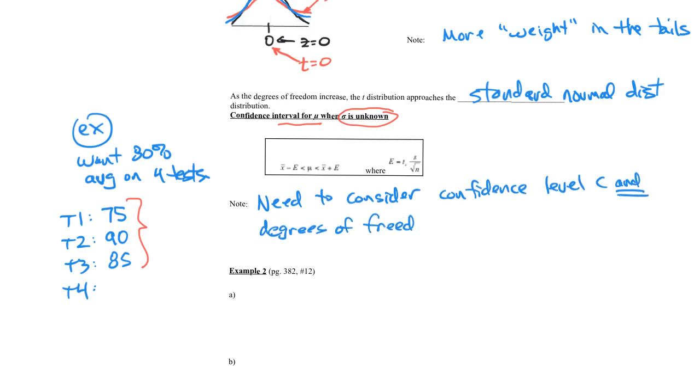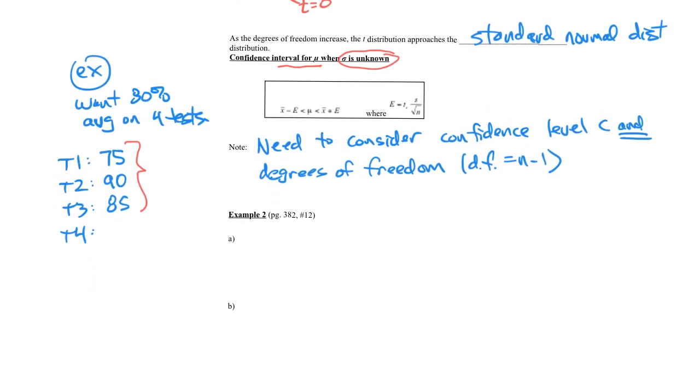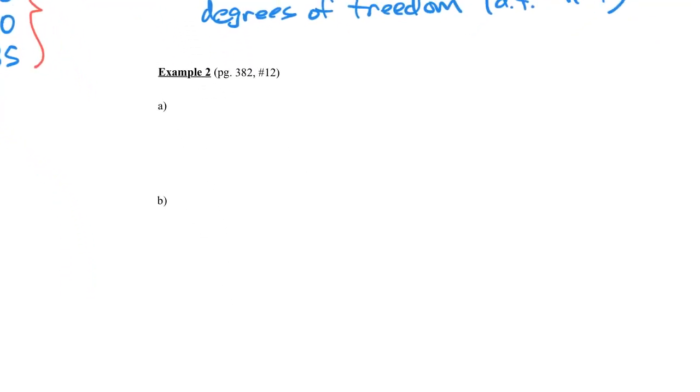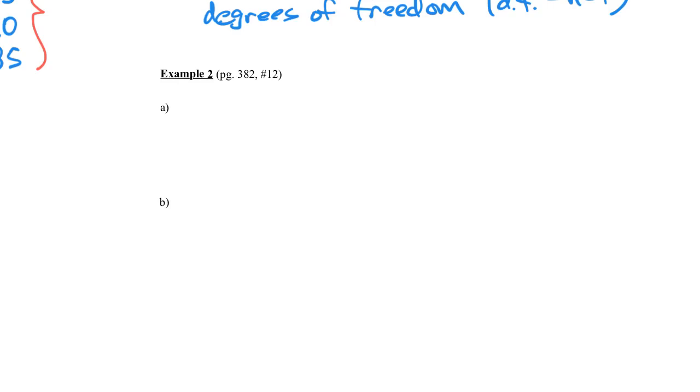Okay, so we didn't need to consider degrees of freedom before with standard normal, but with Student's t we do. Just remember degrees of freedom is just n minus 1, where n is the sample size. So I know by now you're probably super excited about trying a problem. So we've got example 2 here.